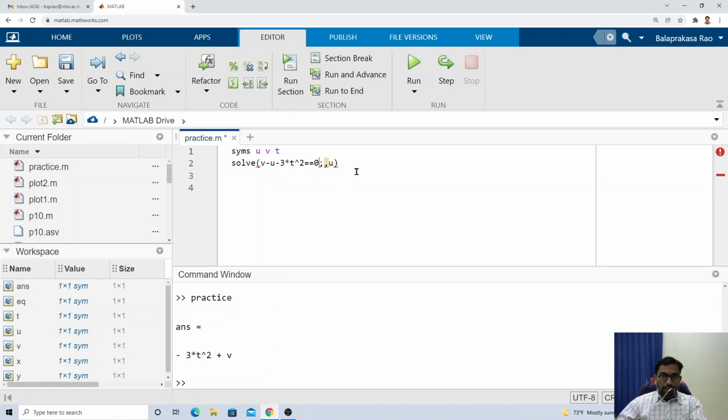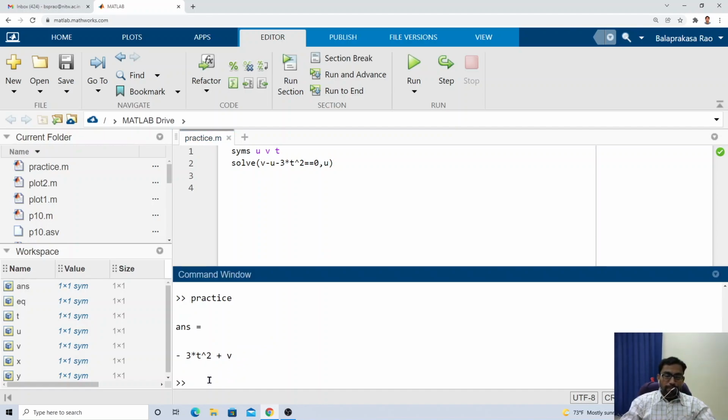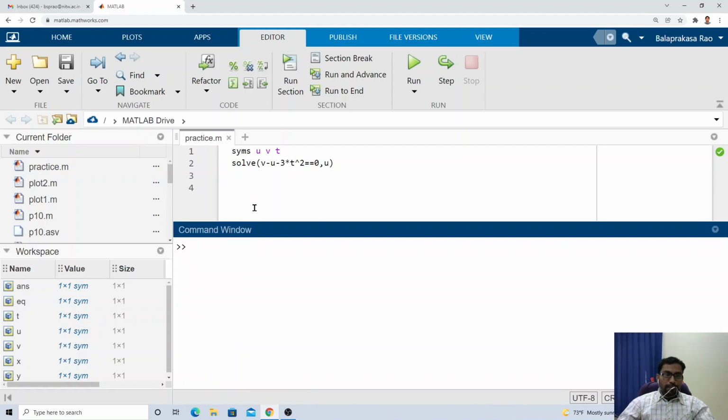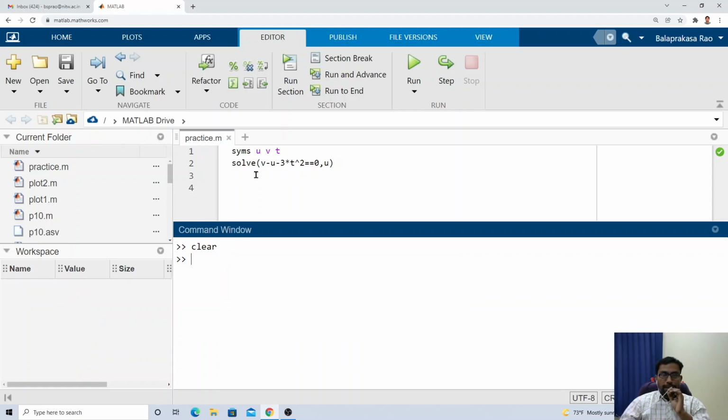There is no need of this semicolon also. Now you can run it again. You will get the same result. 3t square minus 3t square plus v. Let me maximize this. Okay. Let me clear everything. Let me clear the workspace. I have cleared. Okay, now again we'll go ahead.